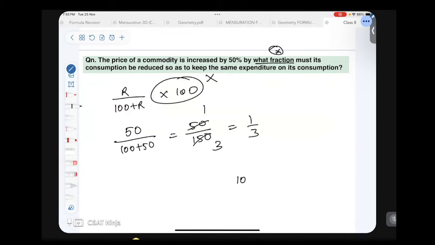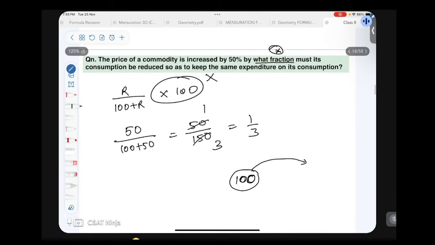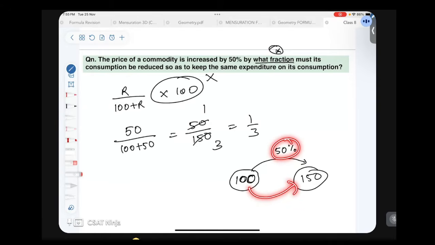The approach is this. You just assume, as I told you earlier as well, when there is a percentage, you assume one of the terms as 100. So my assumption will be 100. From 100, the price was increased by how much? 50%. So it will become how much? 150, right? Earlier it was 100. Since there is an increase of 50%, it will be 150 there.